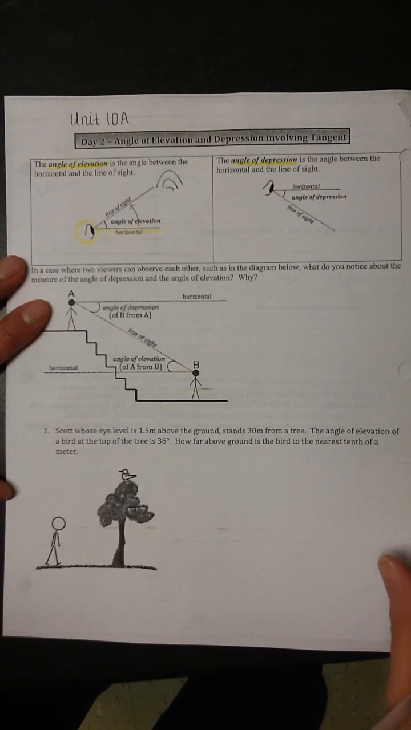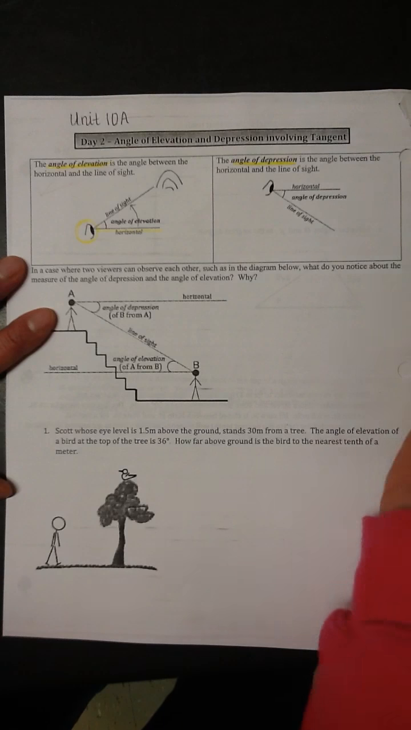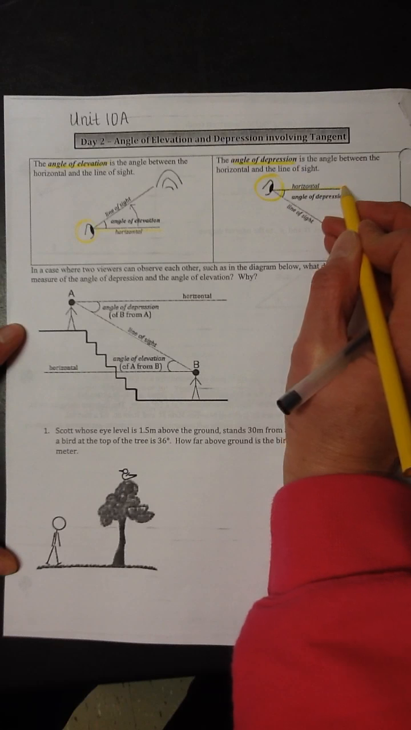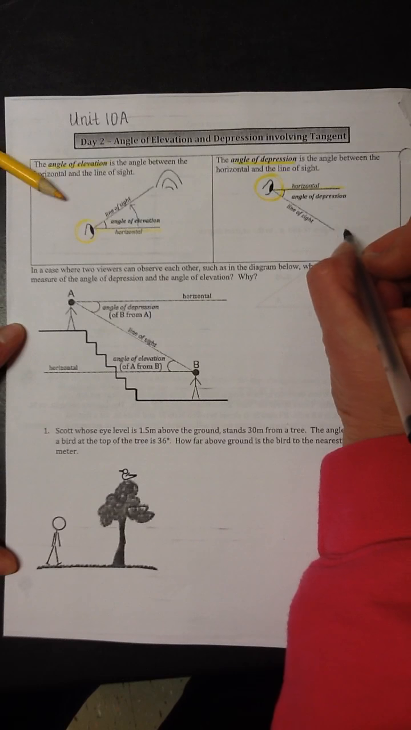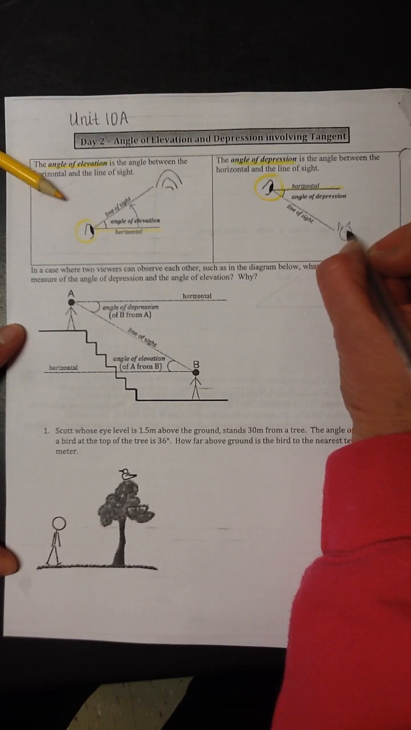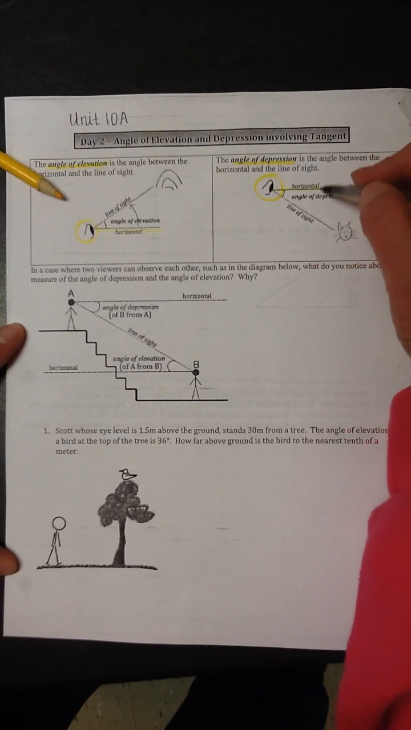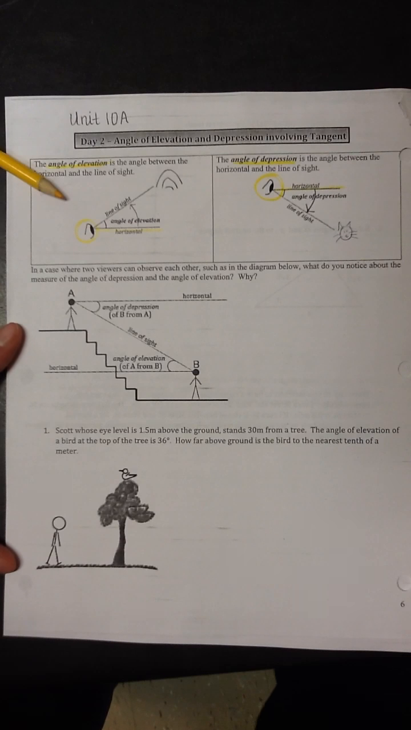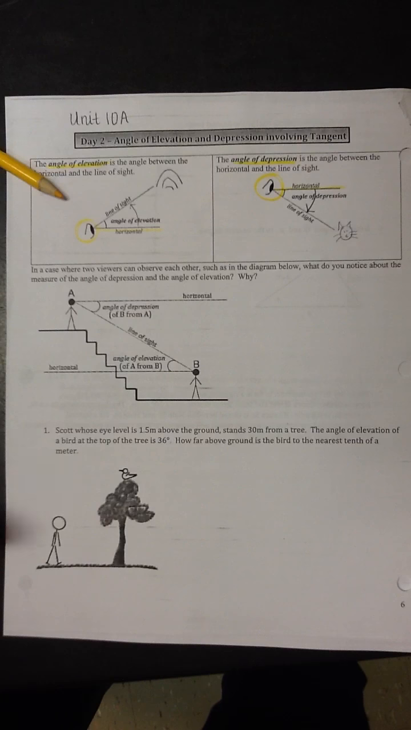If by chance you are standing here, let's say, on the top of a building looking out, and you looked down, let's say, to see a cat that you saw on the ground, your line of sight would move in this way, creating an angle of depression.